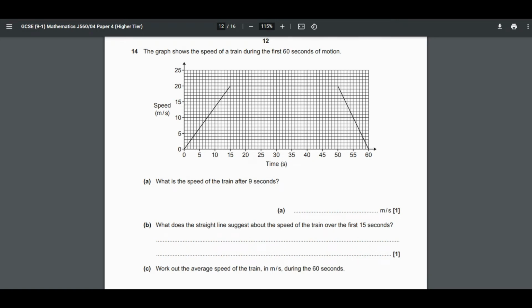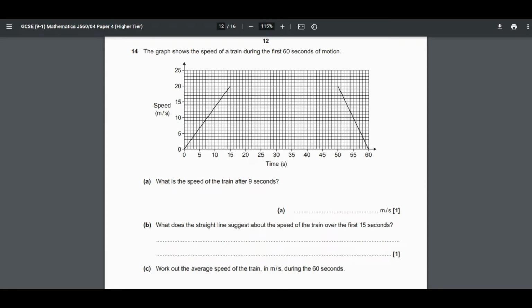Question 14. The graph shows the speed of a train during the first 60 seconds of motion. So here's the graph. So we have speed and time, which shows basically that this isn't a velocity graph or an acceleration graph.